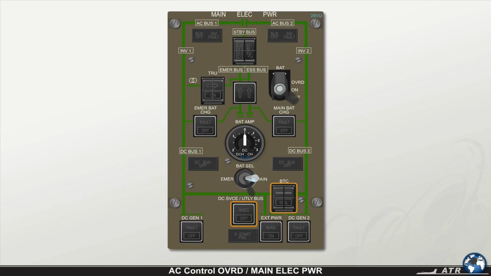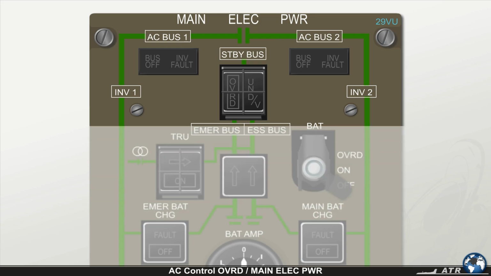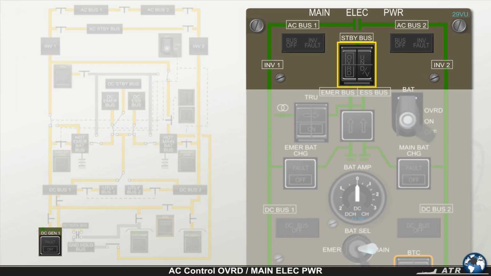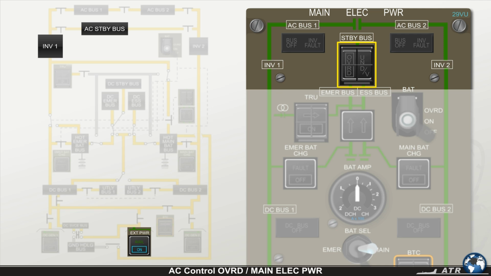The main electrical power panel provides you the main controls and indications concerning the AC constant frequency system. Further indications on the lateral maintenance panel will be explained in a separate lesson. In the center of the panel you find the guarded override push button. If at least one DC generator is operative, or a DC ground power unit is connected to the electrical network, the push button, in its normal released position, will allow inverter 1 and the AC standby bus to be supplied by the same source as DC bus 1.